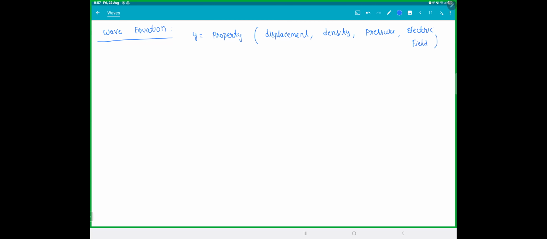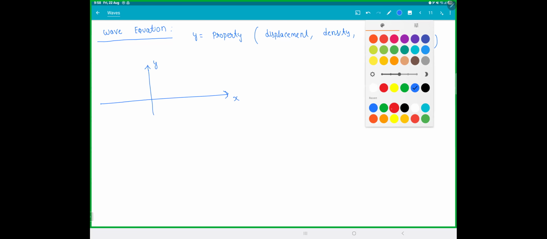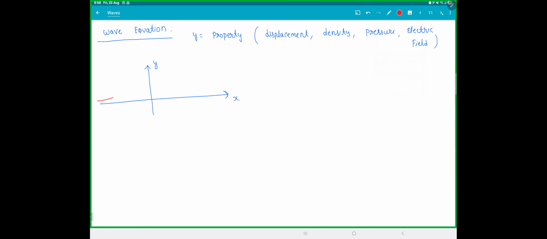But for our understanding and simplicity, let's take the wave on a string, because that is something which we can easily visualize. So let's say I'm putting a y-x graph. So y-x is simply the photograph basically. Let's say you have a string. This is the pulse. y is equal to f of x.